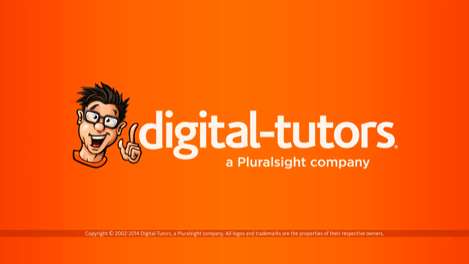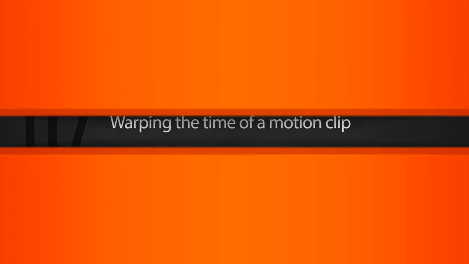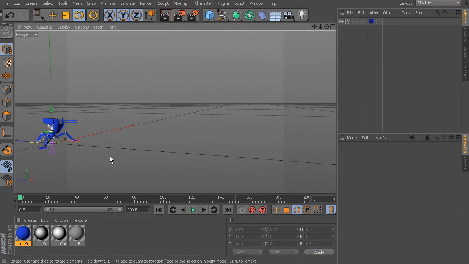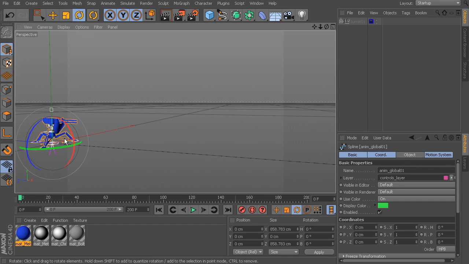In this lesson, we will learn how to warp the timing of a motion clip. So we could actually create time warp effects directly from our clip. Let's go ahead and have a look at how this works. We'll apply a time warp to the idle. I think that'll look pretty fun.